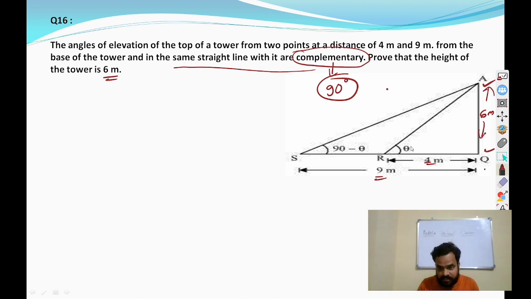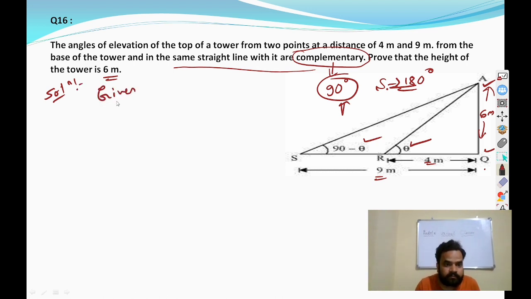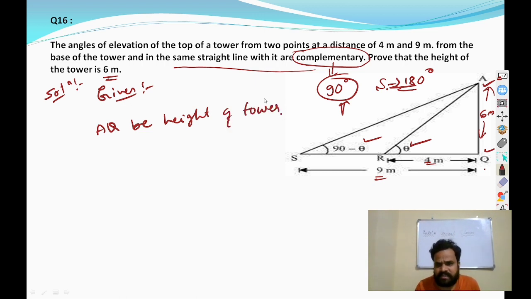Right? So we need to consider, if one angle is theta, one more angle will be 90 minus theta, because the sum of these two should be complementary. Complementary means 90 degrees, supplementary means 180 degrees, right? Remember these two differences. So write the solution, write given. I will consider let AQ be the height of the tower. Actually they have only given here AQ is equal to 6, but I will take that we need to prove.